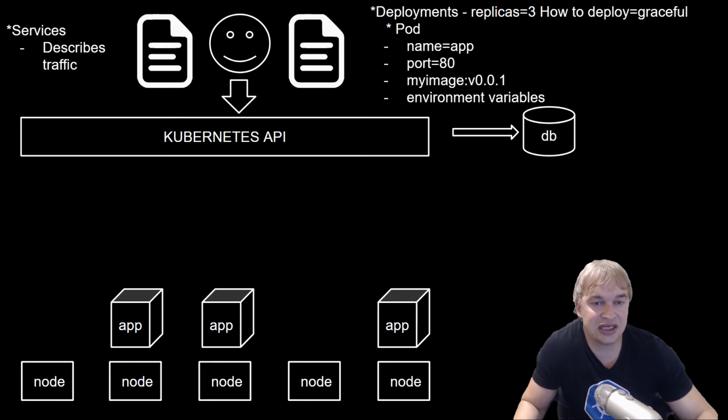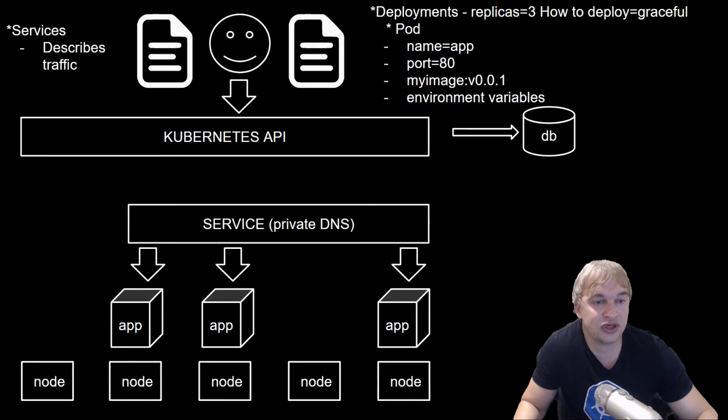Now, firstly, let's assume our application is private, so it's only accessible to apps in the environment. When we pass this service YAML file to the Kubernetes API, what it will do is it will create the service object, which basically provides us with a private DNS name. And when we call that DNS internally, it will route traffic to one of our three applications. So this means that other pods inside Kubernetes can talk to our application.